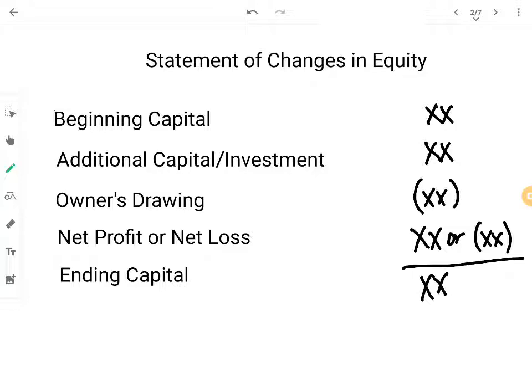So, the statement of changes in equity is the statement dated for the year ended. So, sa heading natin, nandun dapat yung name of the company, then name of the financial statement, which is the statement of changes in equity, tapos for the year ended. So, yun yung gagamitin natin. So, let's try to answer different problems in order for us to improve our knowledge about the statement of changes in equity.